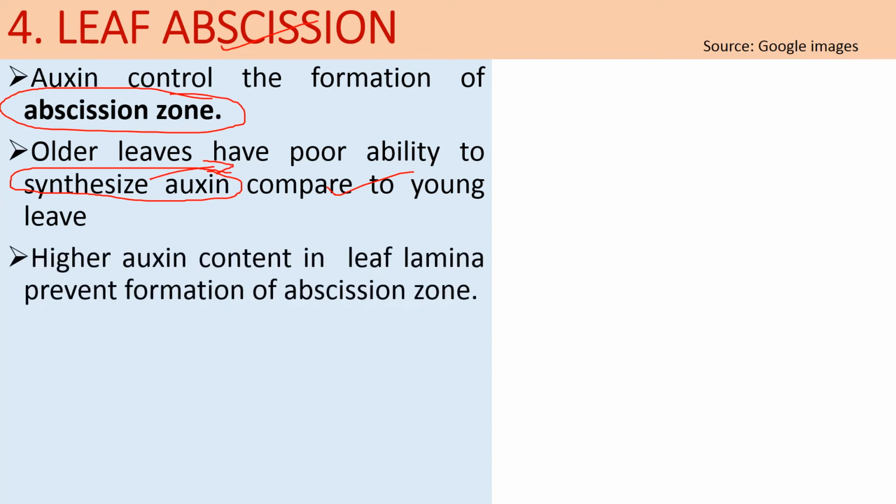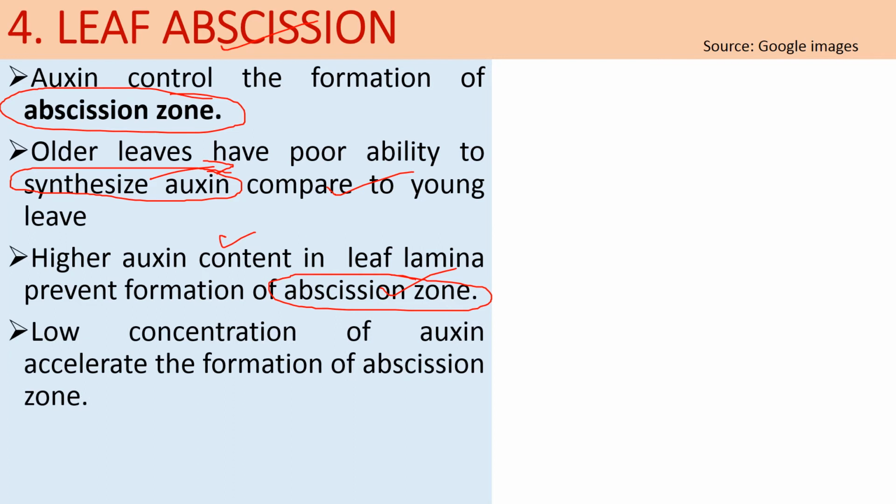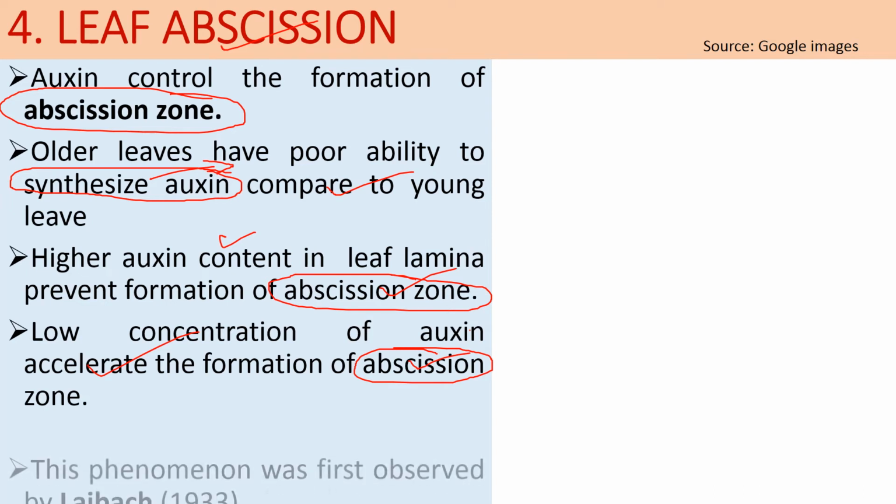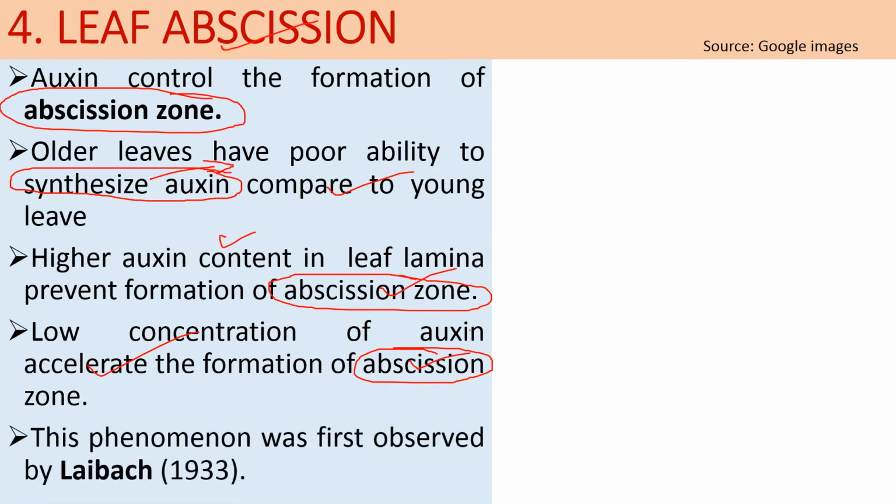So a higher content of auxin in the leaf lamina prevents the formation of this zone, which is known as the abscission zone, responsible for leaf abscission. And a low concentration of auxin accelerates the formation of the abscission zone. If the concentration of auxin is low, which is mostly in mature leaves, this will accelerate the process of formation of the abscission zone and finally results in the abscission of the leaf. And this phenomenon was first observed by Liebesch in 1933.